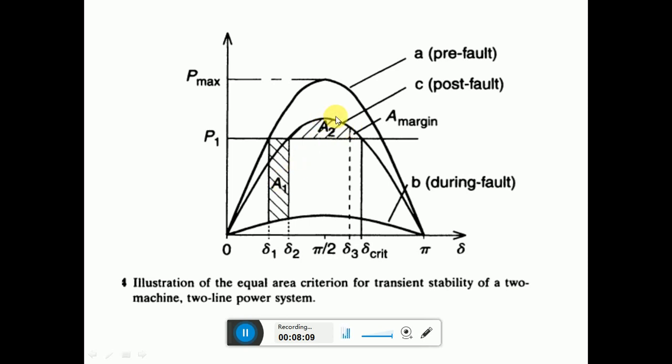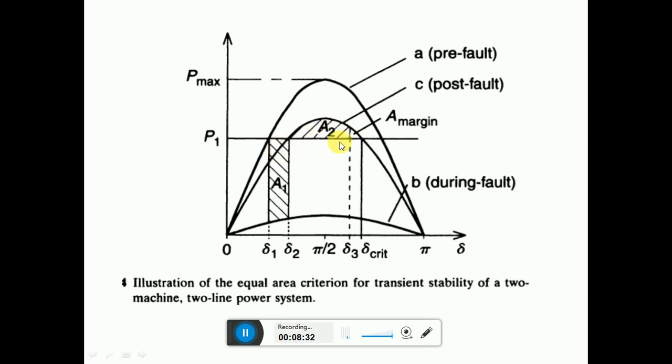When these two areas are equal, they will cancel each other, then there will be no effect of the accelerating force. So at that instant the delta will now reduce. Why? Because of the deceleration effect, we can see from this point, delta will reduce in this way.